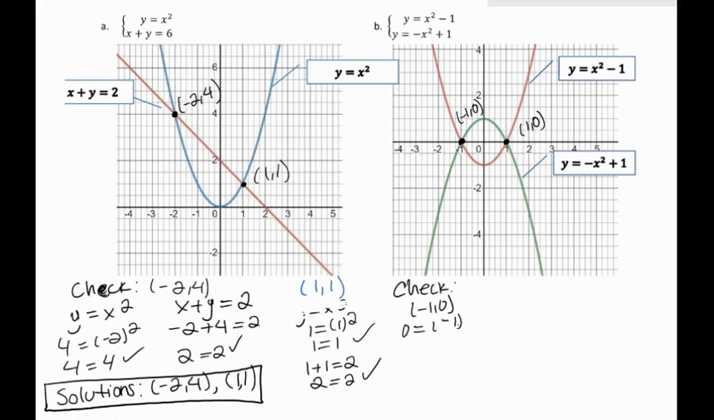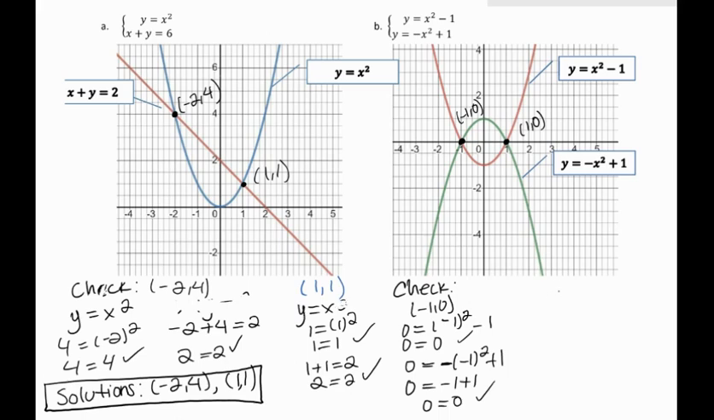equals negative 1 squared minus 1. 0 equals negative 1 times negative 1 is positive 1, minus 1, 0. That checks. And then on the second one, we have 0 equals negative 1 squared plus 1. Negative 1 times negative 1 is positive 1, but we have this negative outside. So that leaves us with negative 1 plus 1. So 0 equal to 0. Yes. So that point is correct.